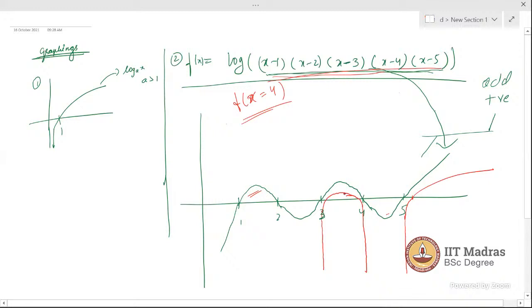Clear? Yes, sir. All of you are with me right now. Can I say it is going like this? I cannot say, because this part was negative. So it has to bend like this. There will be a gap in the graph. Yes, there will be a gap in the graph.